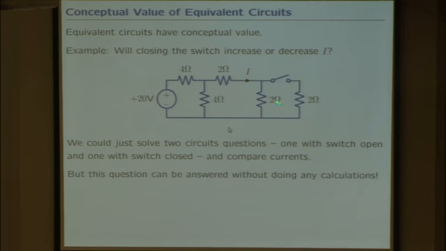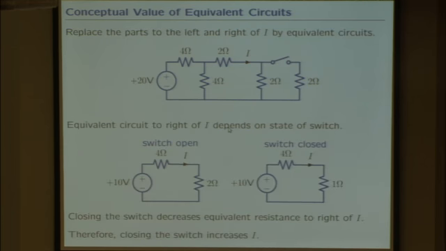I'm interested in what happens at I. What I do is split the circuit into two pieces, the stuff to the left of I and the stuff to the right of I. I make a Thevenin equivalent for both of them, and then I jam together the two Thevenin equivalents. What I get in detail is shown here.